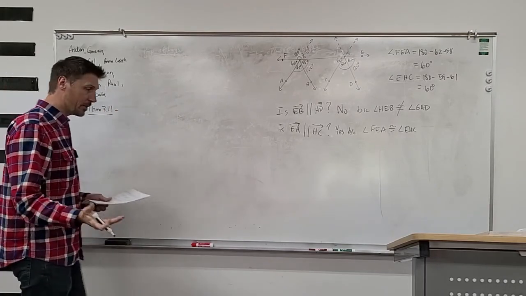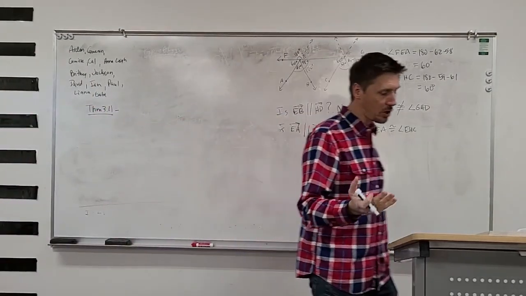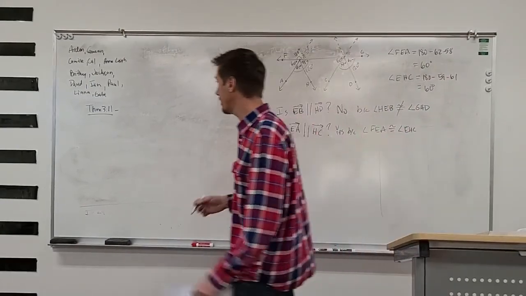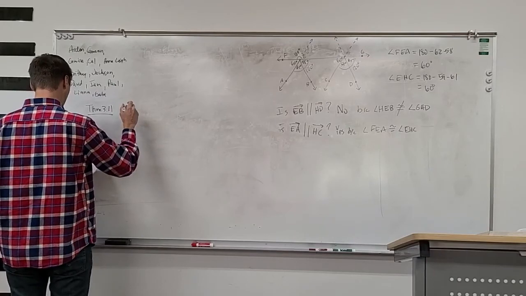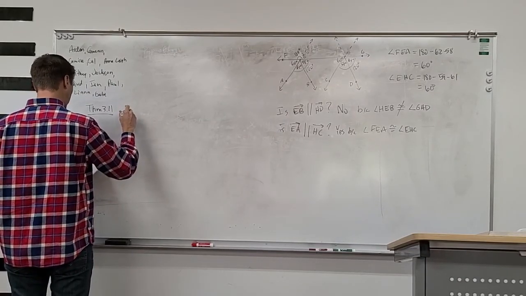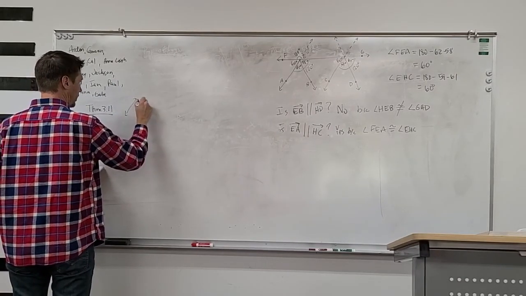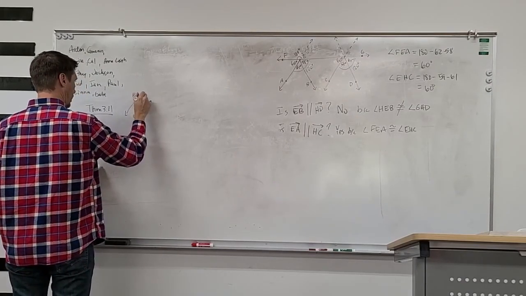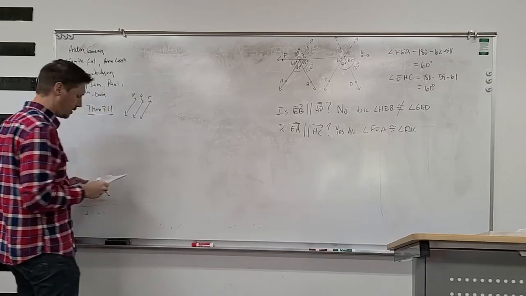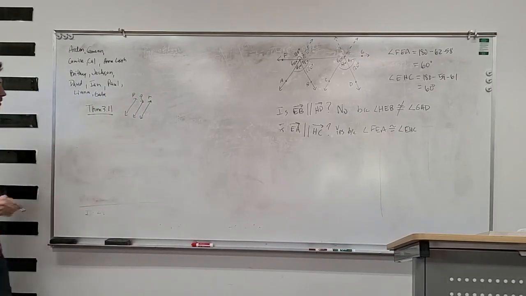So there, we've got a problem like we had before, right? There's no description given. We just have a theorem. So theorem 3.11 says this: if you have parallel lines here, like this, P, Q, and R.